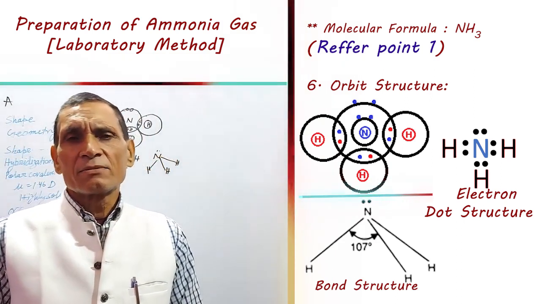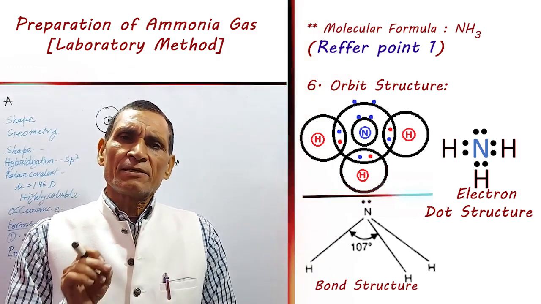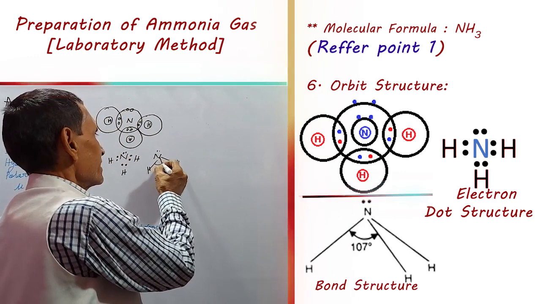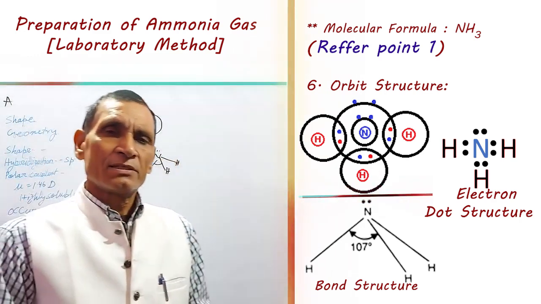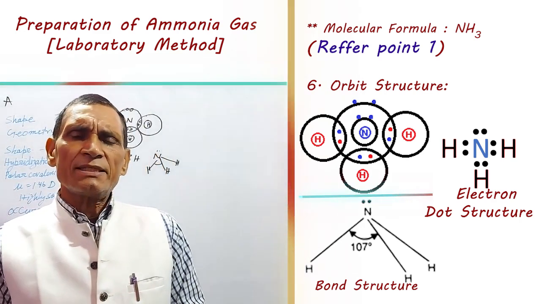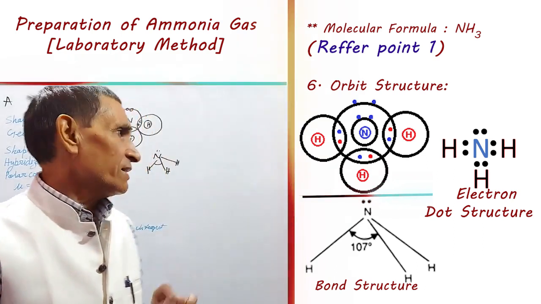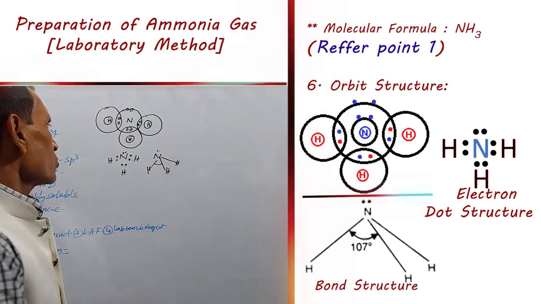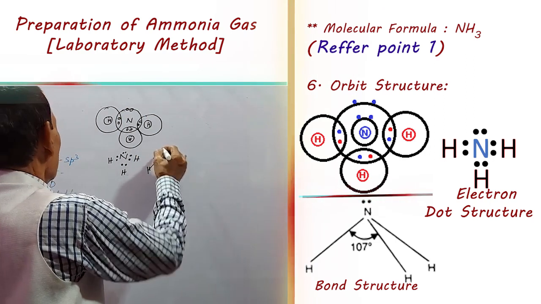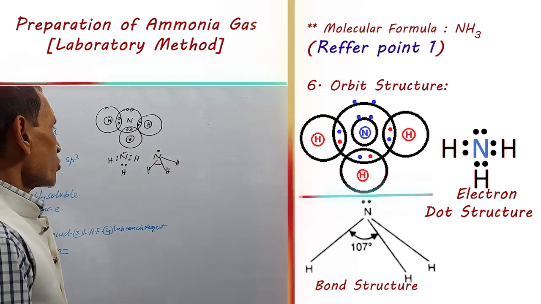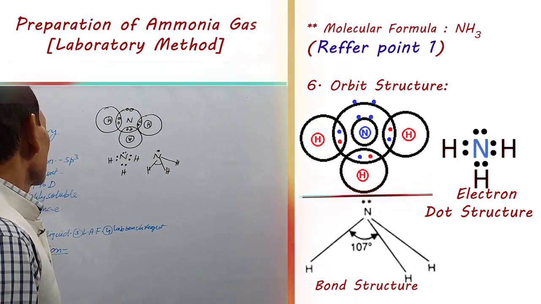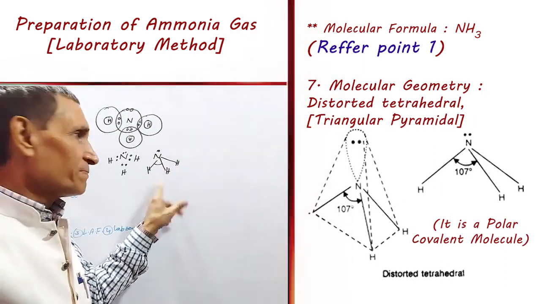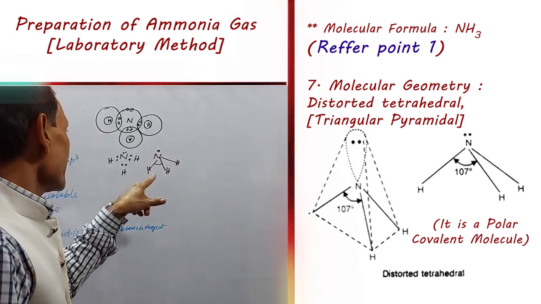The bond angle H-N-H is 107 degrees. This is a polar covalent molecule. Because of the lone pair of electrons, it has a distorted tetrahedral geometry, and its shape is triangular pyramidal with a bond angle of 107 degrees.